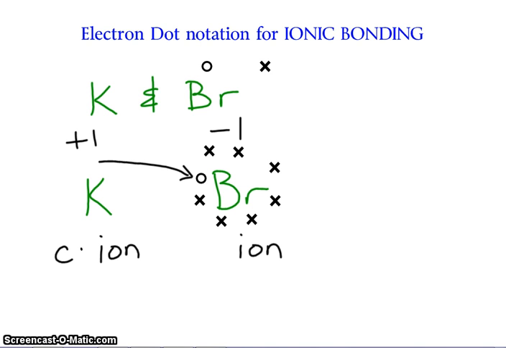Positive ions are called cations because cats are better than dogs. Just kidding.